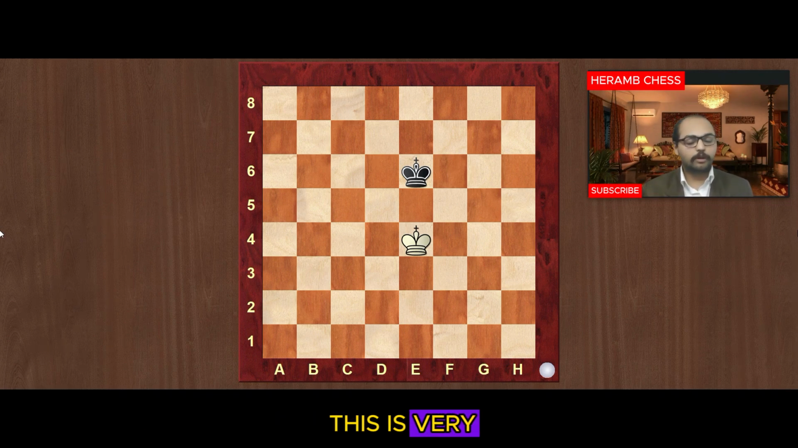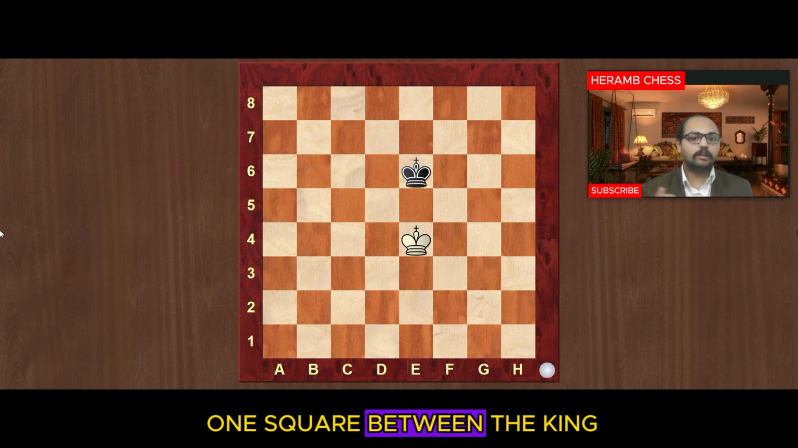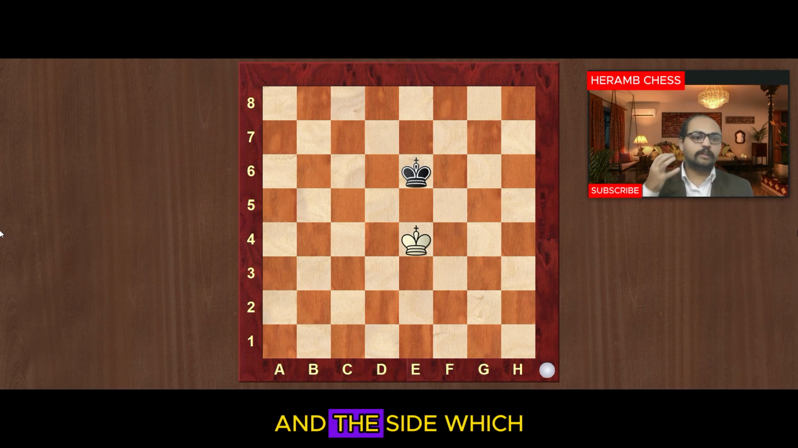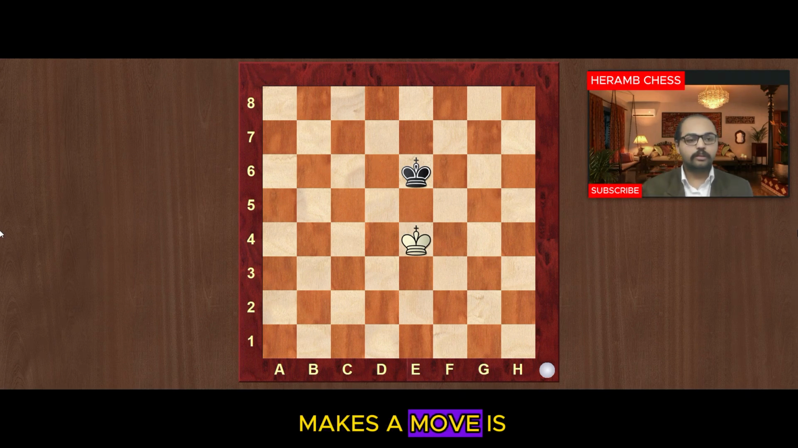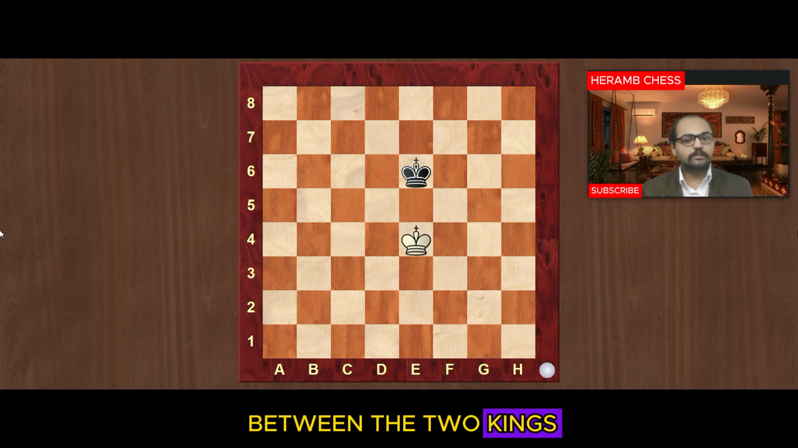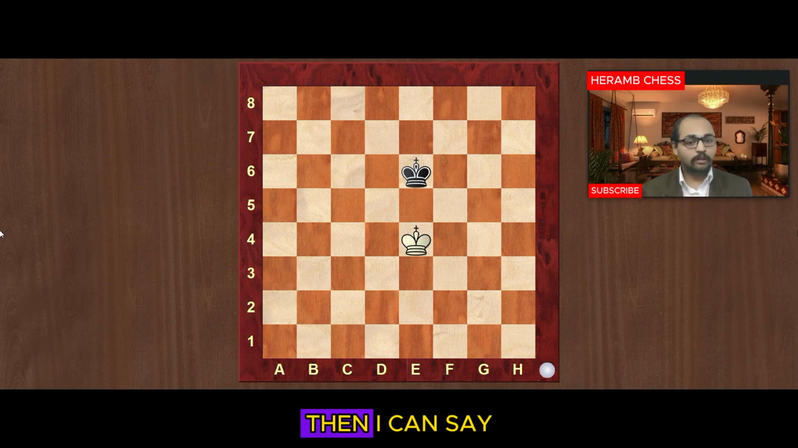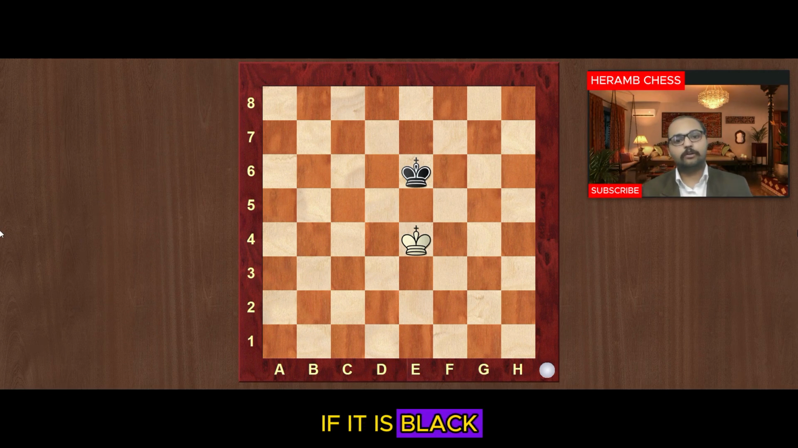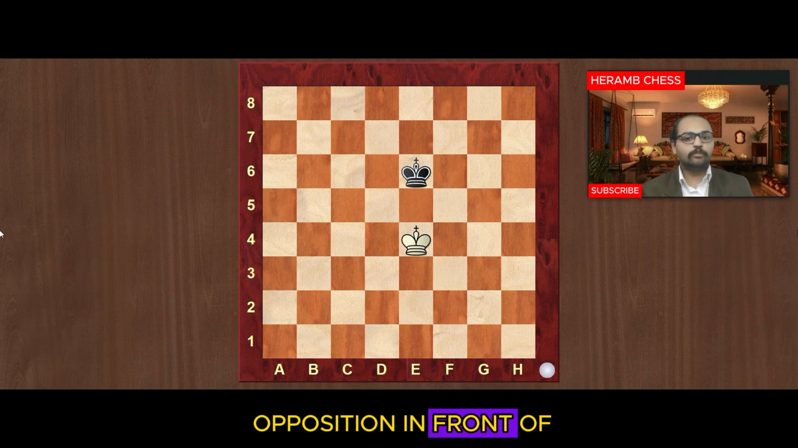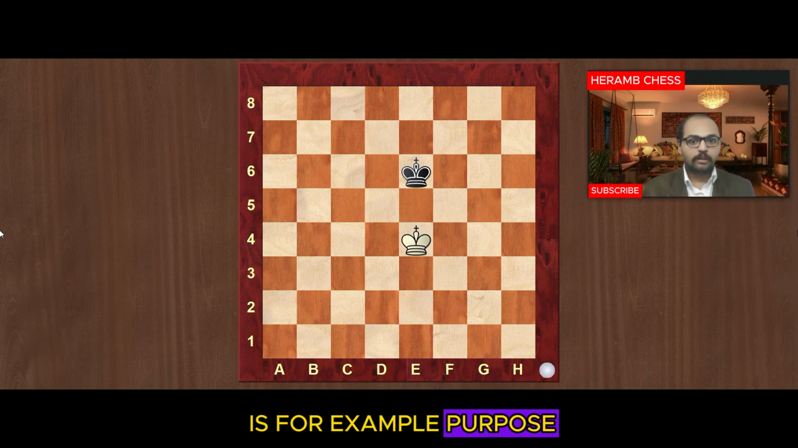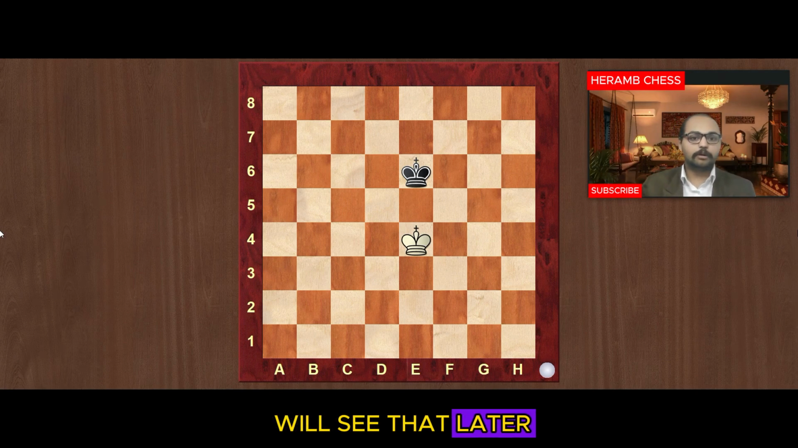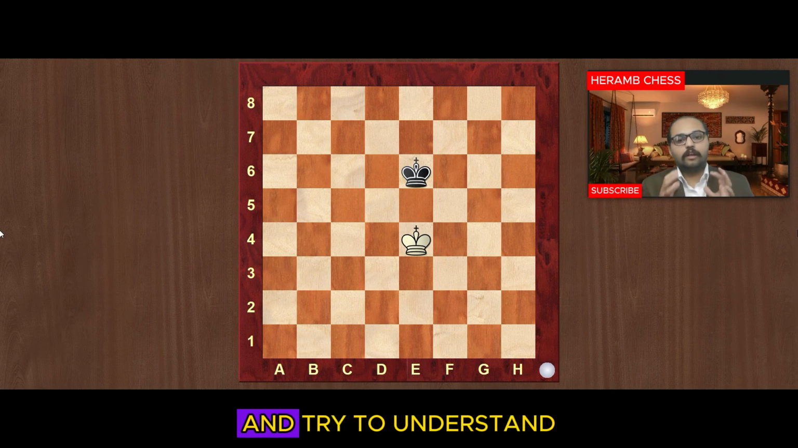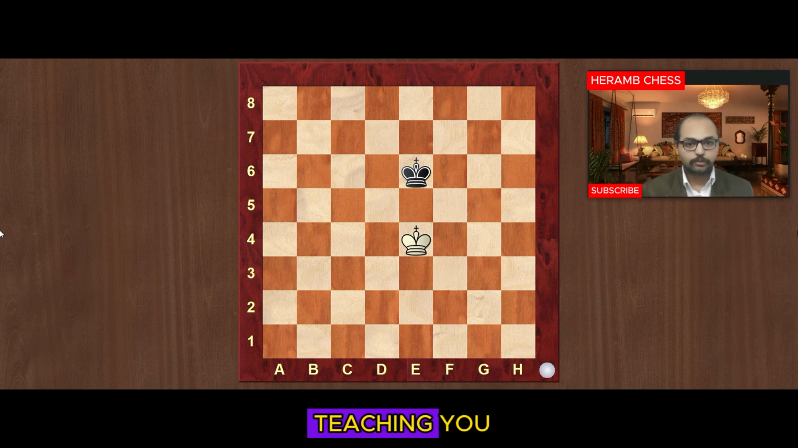Now listen to me carefully, this is very important. There is one square between the kings, and the side which makes a move is at a loss. So for example, right now there is one square between the two kings. If it is white to play right now, then white is at a loss. If it is black to play right now, then black is at a loss. Now you may say, but Heramb, the position in front of me is a draw. I understand, but this is for an example purpose. How to use it in a practical game, we'll see later. But first, just focus on the topic and try to understand the concept that I'm teaching you.